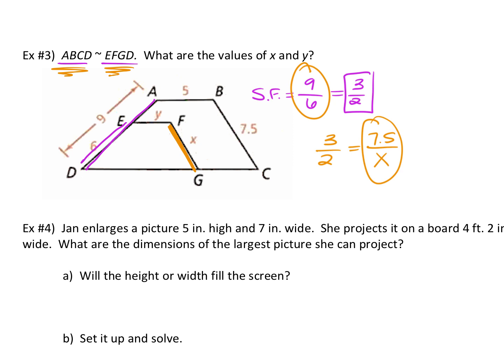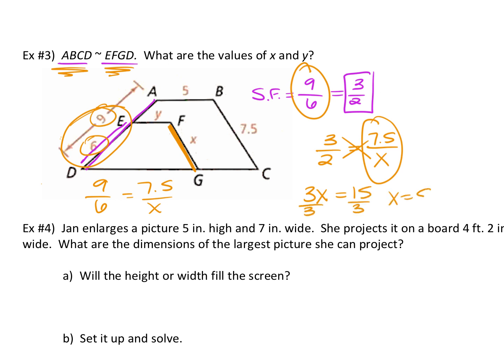So if you don't like to reduce the initial scale factor, if it helps you to see that it's the 9 to the 6, you could totally say 9 over 6 equals 7.5 over x, and you'll still get the same answer, okay? Sometimes I think that's a little easier because you can just see the numbers instead of the reduced version of it. So that's up to you, how you want to do it. This is nicer because they're smaller. So you get 3x equals 15, and you divide by 3, so x is 5.